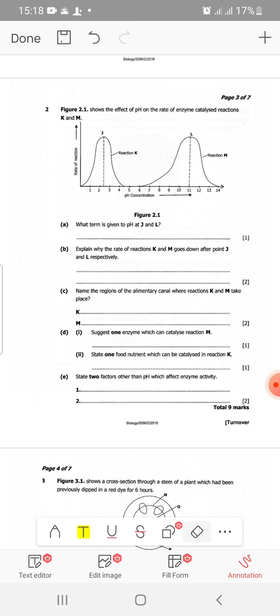So, the part of the alimentary canal where enzymes work well in acidic medium is the stomach. So, reaction K takes place in the stomach. Reaction M takes place in the mouth, or you can pick the small intestines between the two. Okay. We go to the next part.